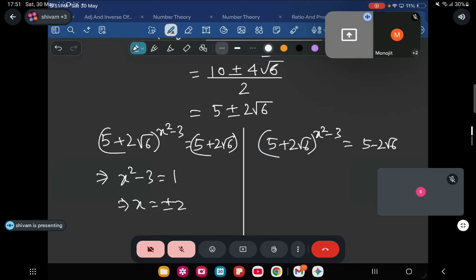Tell me. Is it clear? Satyaki, Rishabh, are you people getting? Yes, sir. Yes, I got. Sir, the other answer will be root 2. Root 2, root 2. And the other one, 5 minus 2 root 6 means what? Is it matching or not? 5 plus 2 root 6 whole to the power minus 1. So from here x square minus 3 is equal to minus 1. So from here x square is equal to 2, x equal to plus minus root 2.